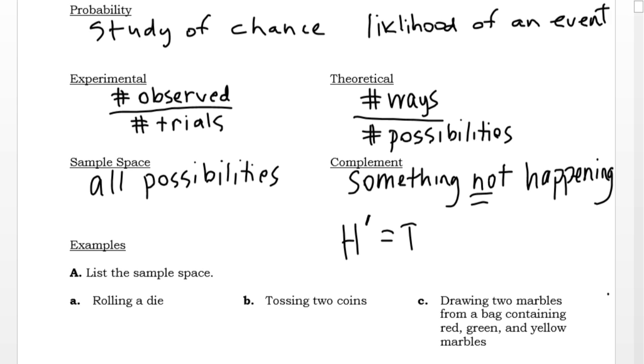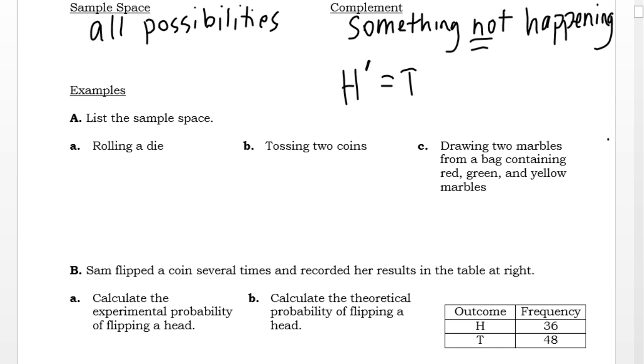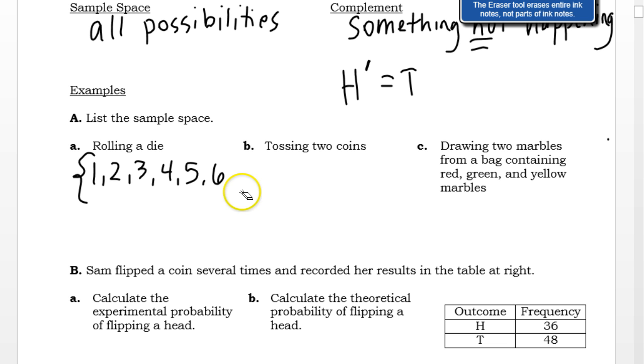Okay, so a couple of examples. Sample space, again, is all the possibilities. So the sample space of rolling a die: you can roll a 1, a 2, a 3, a 4, a 5, or a 6. There are 6 outcomes in my rolling a die sample space.